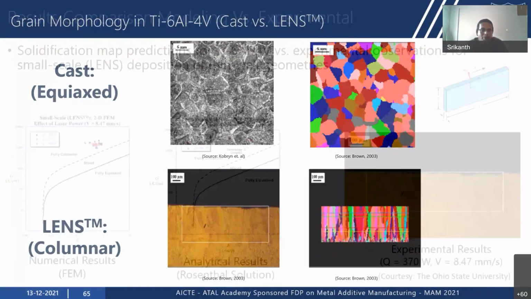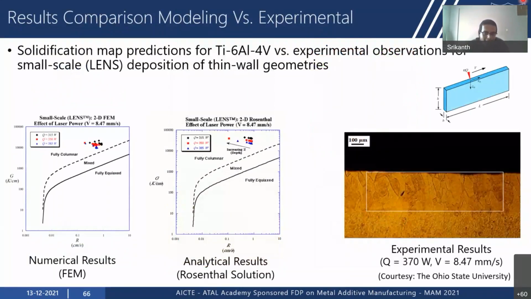Okay. So now, what I'm showing here is the results from finite element modeling. These are the results from analytical modeling, the Rosenthal solution, and these are the experimental results for the thin wall geometry. So what we have done is we have taken a case where we varied the power and kept the velocity constant. For all the powers at the same constant velocity, the data points through the depth of the molten pool indicate that a fully columnar microstructure will be formed.